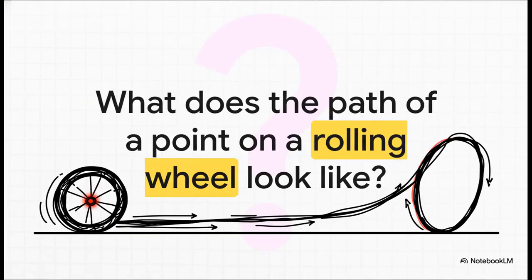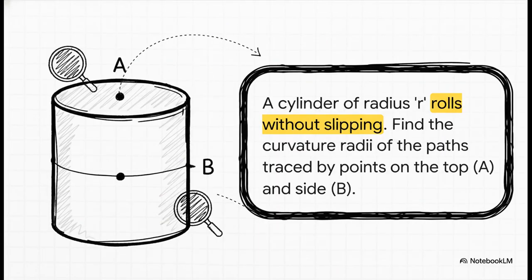So first, let's just get a picture in our heads. If you were to put a little speck of paint on the rim of a rolling wheel, what path does it actually trace out? You might think it's a circle, but it's not. It's this beautiful curve called a cycloid. And the really interesting thing is, the shape and the sharpness of that curve are changing constantly at every single point. And that brings us to our mission for today.